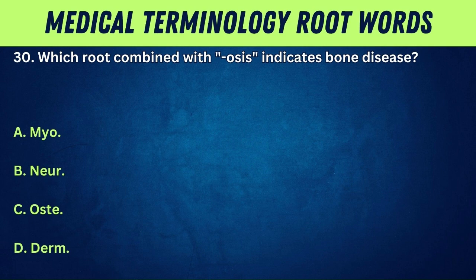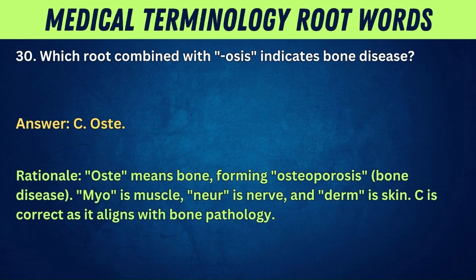30. Which root combined with ossus indicates bone disease? A. Myo. B. Nor. C. Ost. D. Derm. Answer: C. Ost. Rationale: ost means bone, forming osteoporosis, bone disease. Myo is muscle, nor is nerve, and derm is skin. C is correct as it aligns with bone pathology.